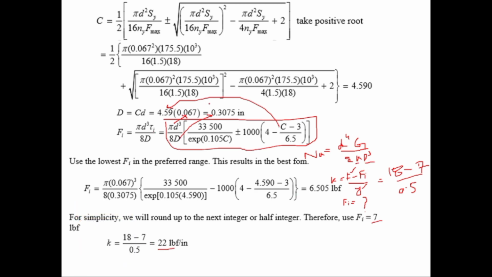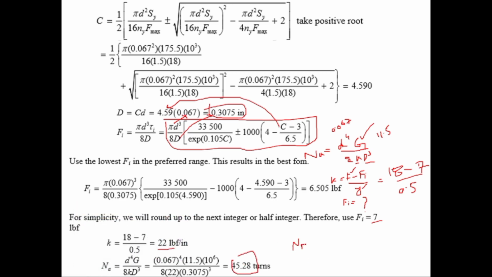Put this k in Na, and this D is 0.3075. This G was 11.5 from the table and this wire diameter is 0.067. So putting these values after the calculation, you will get Na is equal to 45.28 turns. Now let's find out the number of coils in the body. Nb is equal to Na minus G divided by E. Na is 45.28 and G is 11.5 and E is 28.6. So putting these values, you will get Nb is equal to 44.88 turns, which is greater than 30.